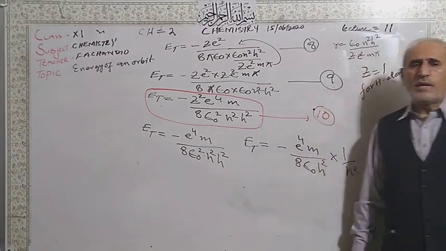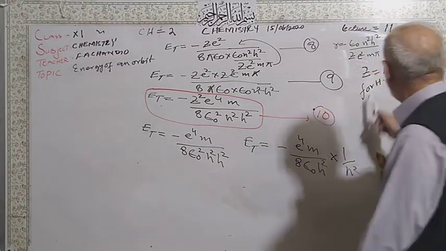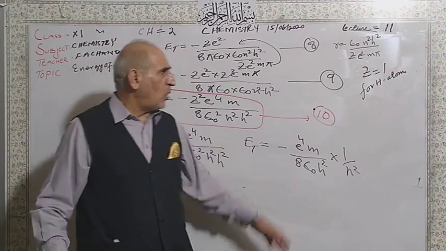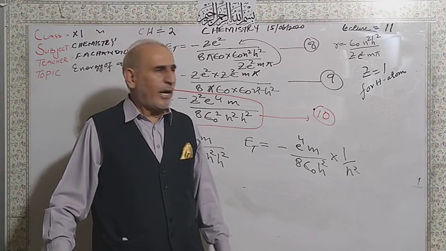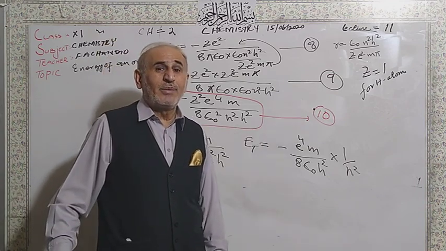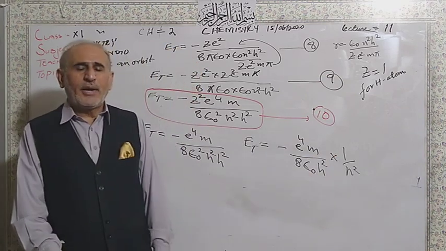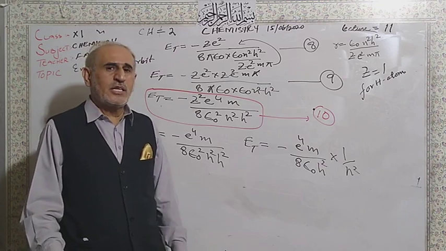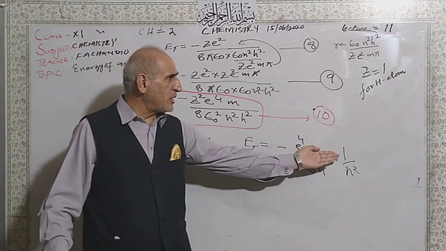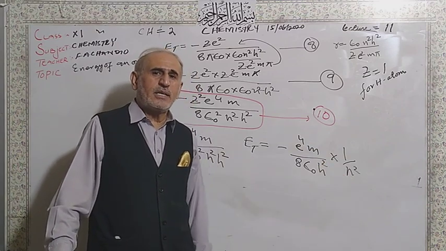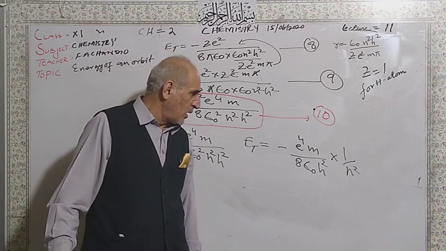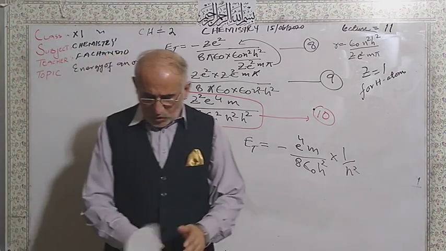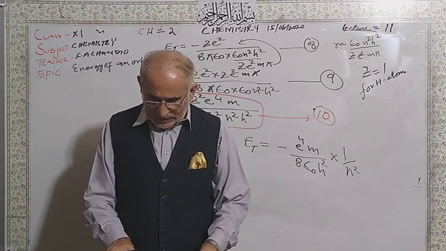And if you are using another atom or ion, like lithium or beryllium, then you have to put Z squared over n squared, because the atomic number of the other elements is different. This is only for hydrogen, because hydrogen has Z equal to 1, that's why I put 1 here. Otherwise you put Z squared over n squared, where Z is the atomic number and n is the number of the orbit. Yesterday I showed you that by putting in the values you get a constant. This calculation is also here.